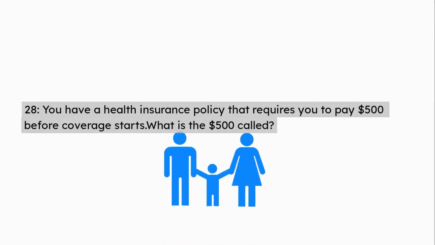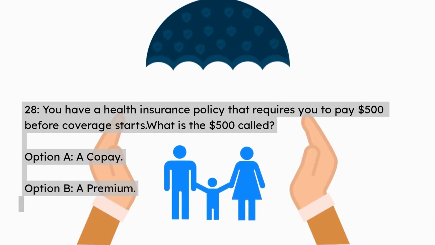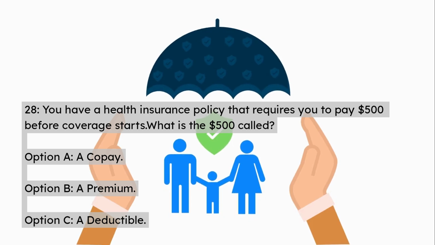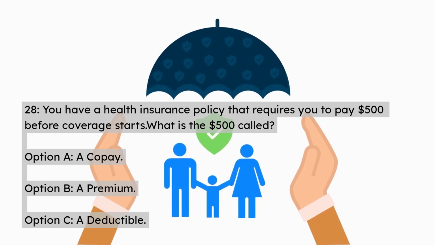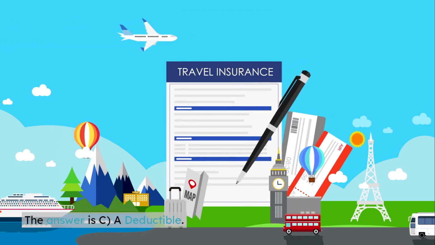28. You have a health insurance policy that requires you to pay $500 before coverage starts. What is the $500 called? Option A, a copay. Option B, a premium. Option C, a deductible. The answer is C, a deductible.